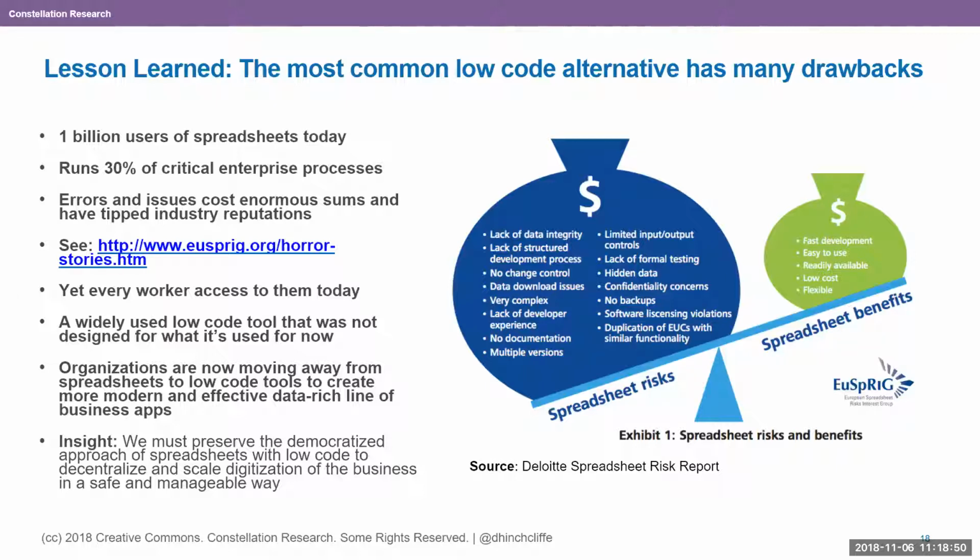So we want to preserve the democratized approach of spreadsheets, but we want to move to low code, which provides everything from data integrity to a more structured process to change control, all the things that IT knows we need to have, the trappings we have to have around low code to make it work as a long-term solution. That's not in spreadsheets today. And so this is a great educational process that you can put in place, because most organizations now have active governance processes to get away from this antiquated model for low code. Next slide, please.